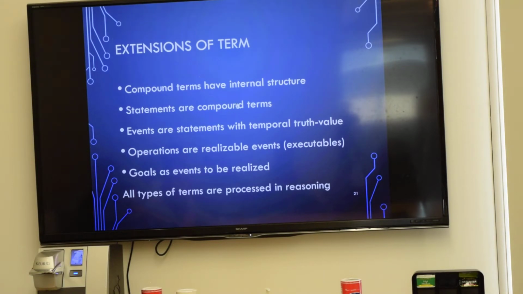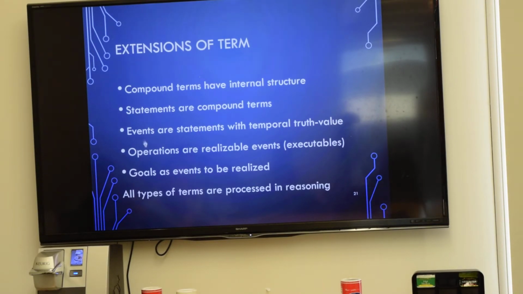Then we introduce the concept of events. Events are statements with a temporal truth value, meaning that the truth value would actually have some time step attached to it. So it's true now, but it was not true before, and it will not be true again in the future. That kind of thing can be represented in this language.